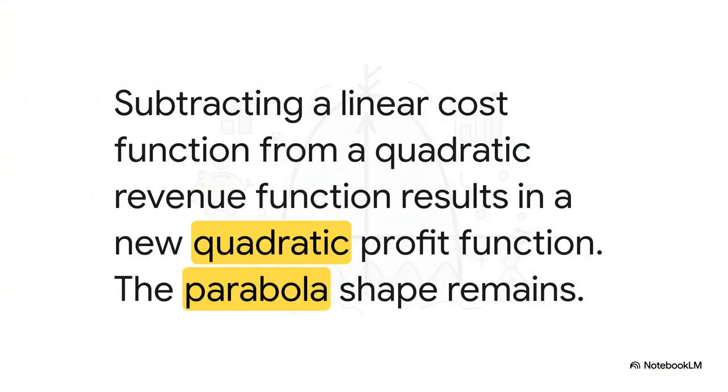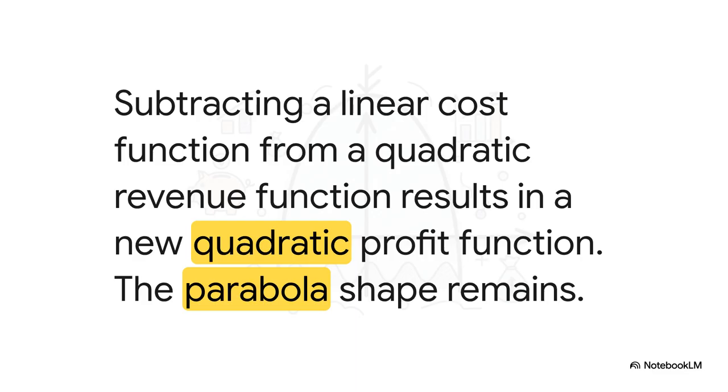Let's look under the hood for a second at the algebra. We said our revenue function, R of x, is a quadratic that looks something like negative ax squared plus bx. And we said our cost function, C of x, is a line, something like mx plus d. So what happens when we do the subtraction? P of x equals R of x minus C of x. We get P of x equals negative ax squared plus bx minus mx plus d. If we distribute that negative sign, we have P of x equals negative ax squared plus bx minus mx minus d. And we can just group those middle terms together to get P of x equals negative ax squared plus b minus m x minus d.